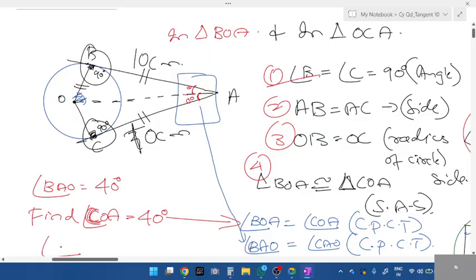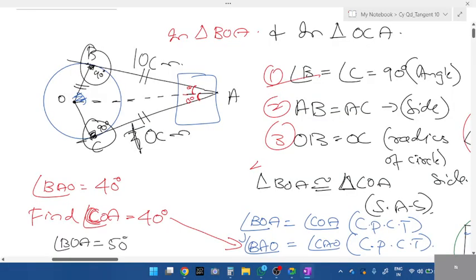Or if they give BAO, this one. Write those 4 points. Next, they can give you BOA, students. BAO is 50 degrees. If BAO is 50, COA also will be the same. COA will also be 50. You just can't write directly 50 and 50. They won't give you all the marks. You should derive this entire thing. And in the final step, you should write BOA is equal to COA, CPCT.